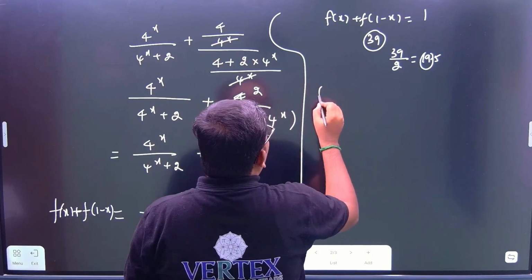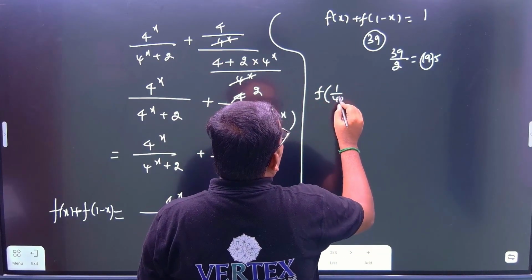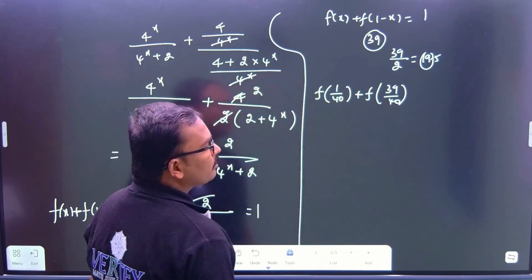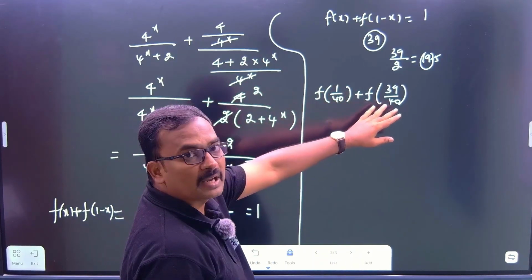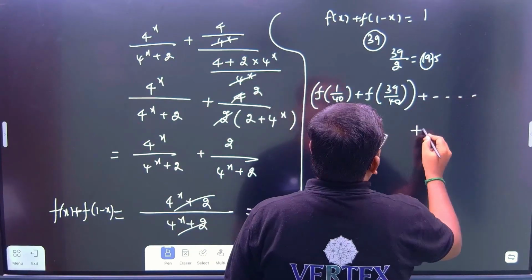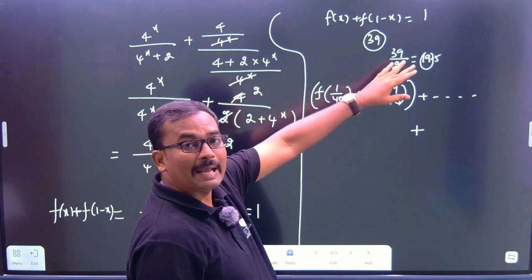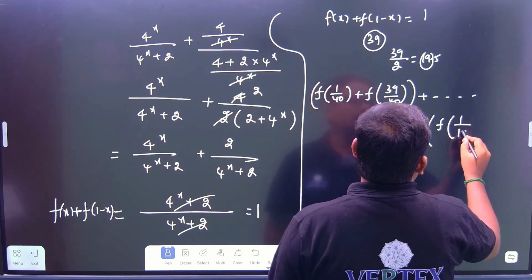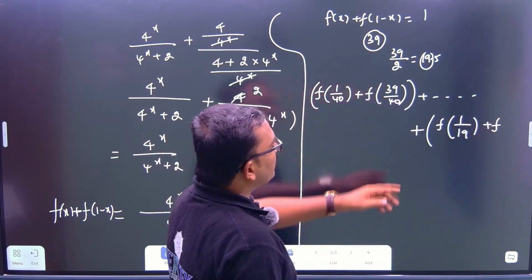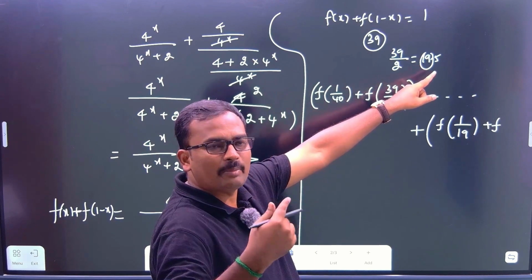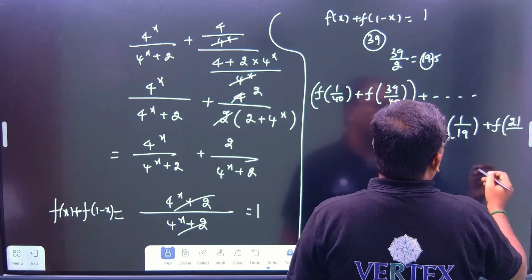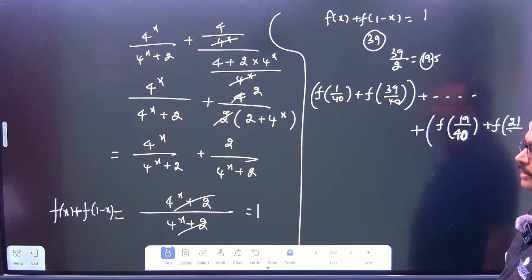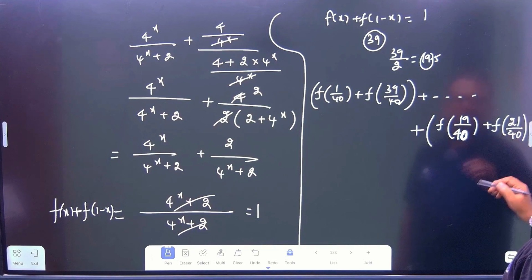Clear? So now you can see the first term is 1 by 40. Compare with the last term, 39 by 40. So that is going to be 1, in the form f of x, f of 1 minus x. Then so on. What is the last pair? So there are 19 pairs possible. The extra term is f of 20 by 40. So the last pair would be 19 by 40 and 21 by 40. This is the last pair.